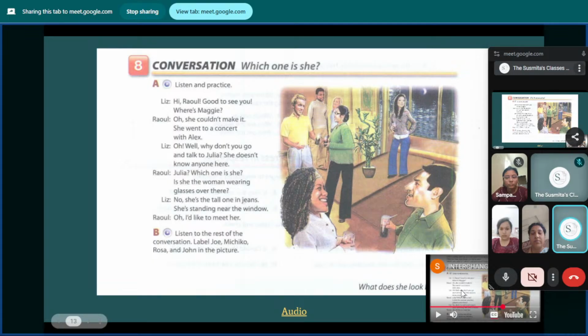Okay, did you get it? Yes. Now, here she first asks, good to see you. Means, of course, it's nice to see you. And where is Maggie? So, Maggie is not in the picture. She could not make it. What do we mean by she could not make it? म्हणजे ती येऊ नाही शकली. Okay, so she went to a concert with Alex. Then here Liz is trying to set up Rahul with someone else. She says, why don't you go and talk to Julia? She doesn't know anyone here. म्हणजे ती कोणाला ओळखत नाही इथे.